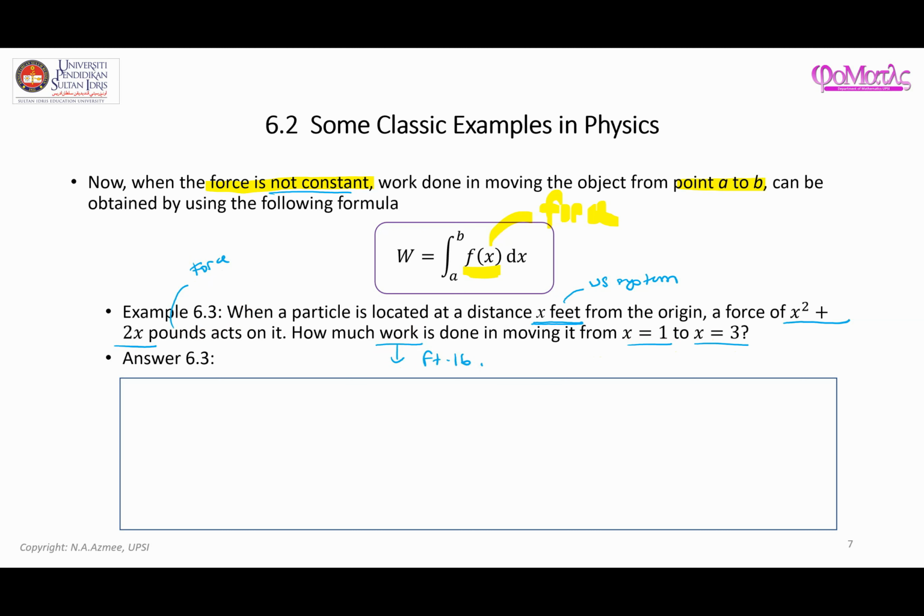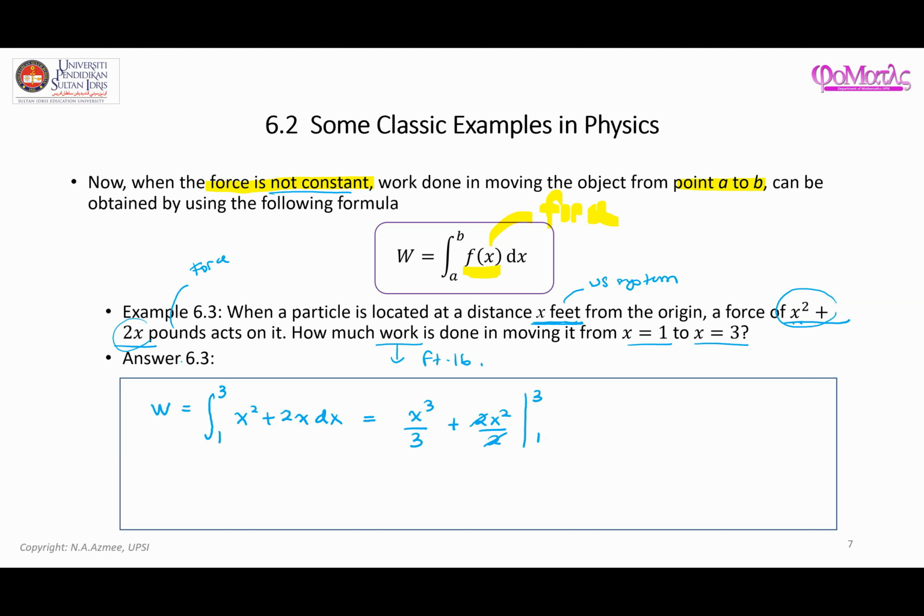Alright, so since the force here is not a constant, you can see that this is a function that depends on x. What is x? x is the distance from the origin. So therefore the work done can be obtained by finding the integral of this function here, which is x squared plus 2x dx, where the limit is from 1 to 3. This is a straightforward function where you can evaluate it quite easily. You will get x cubed over 3 plus 2x squared over 2 evaluated at 3 and 1.